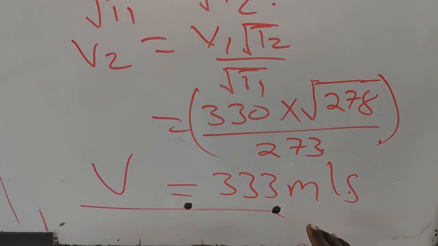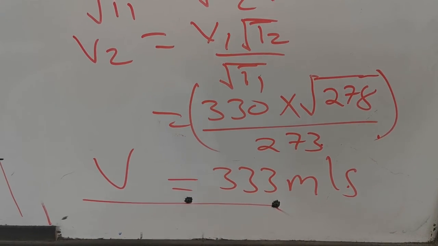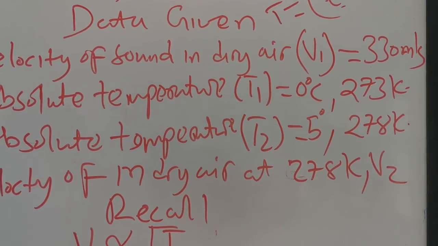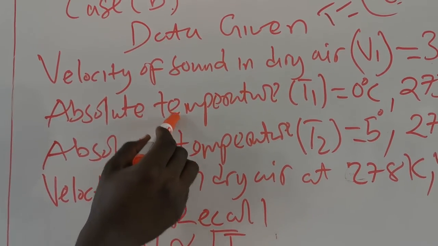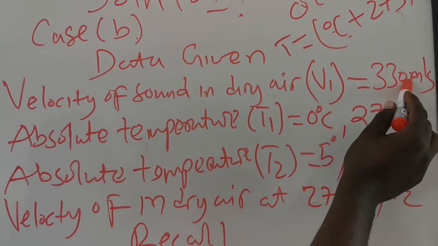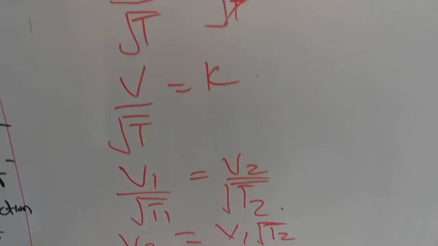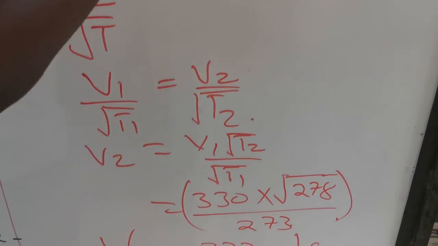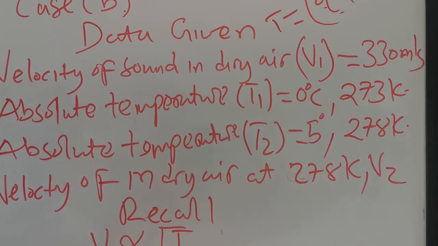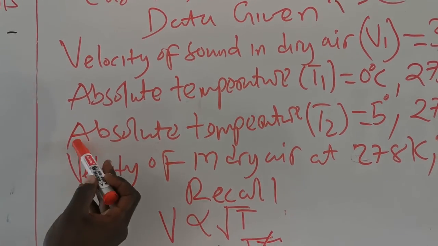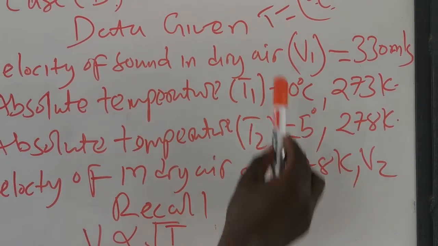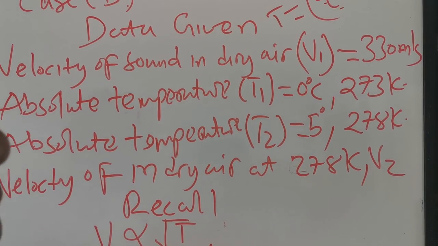Tumeona hapa kwamba velocity yetu hapa imeongezeka baada ya temperature yetu kuongezeka. Kwa nini velocity imeongezeka? Kwa sababu hii absolute temperature ina affect velocity of sound katika hewa. Na ndio maana mara ya kwanza velocity yetu ilikuwa ni 330 but now our velocity is 333. Kwa nini 333? Because first the temperature was 0 degrees Celsius or 273 Kelvin, but next the temperature is raised to 5 degrees centigrade. When converted to absolute temperature, you get 278 Kelvin.